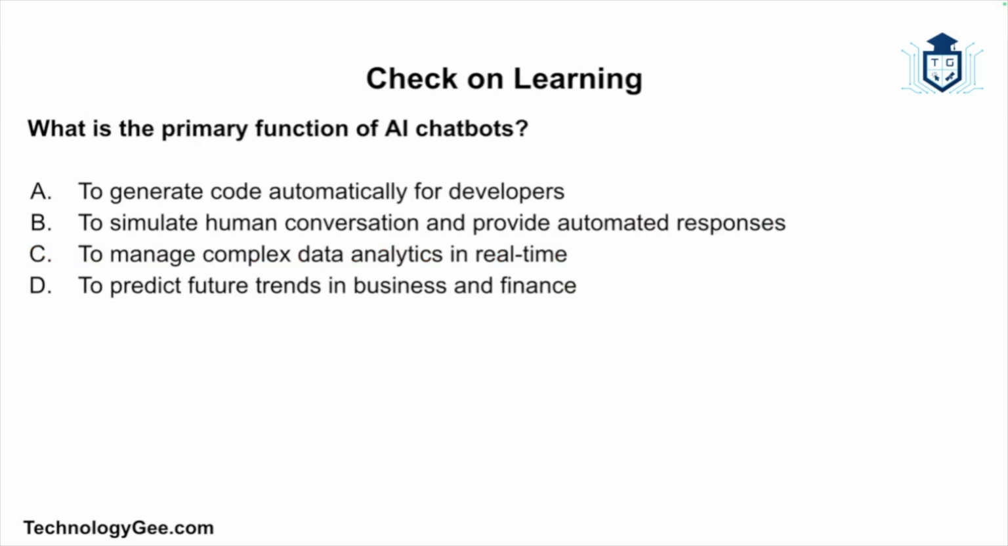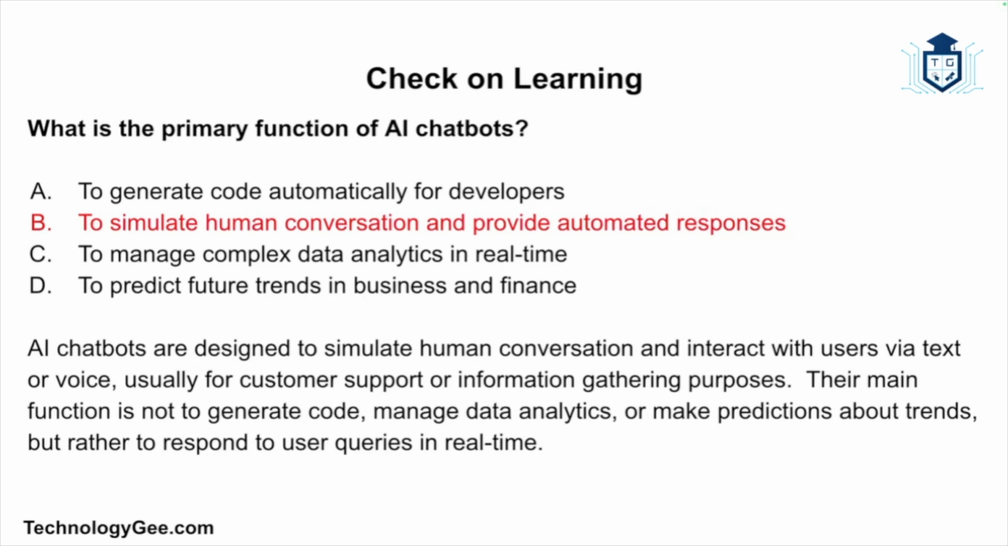Next question. What is the primary function of AI chatbots? Is it to generate code automatically for developers? Is it to simulate human conversation and provide automated responses? Is it to manage complex data analytics in real time? Or is it to predict future trends in business and finance? And the correct answer is to simulate human conversation and provide automated responses. AI chatbots are designed to simulate human conversation and interact with users via text or voice, usually for customer support or information gathering purposes. Their main function is not to generate code, manage data analytics, or make predictions about trends, but rather to respond to user queries in real time.